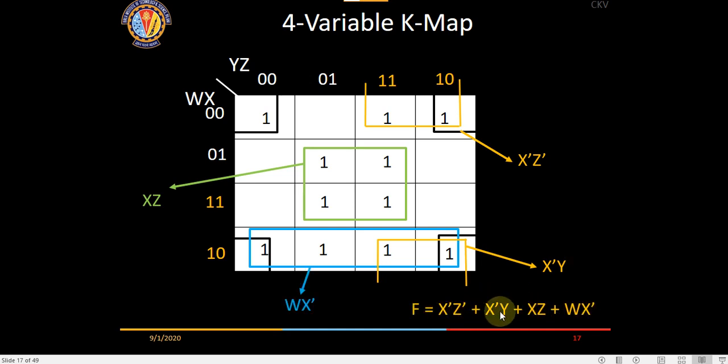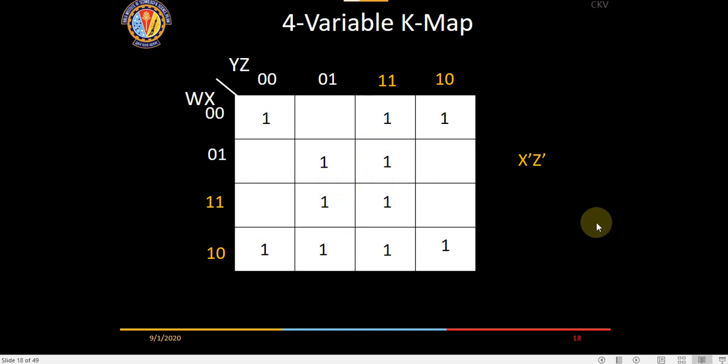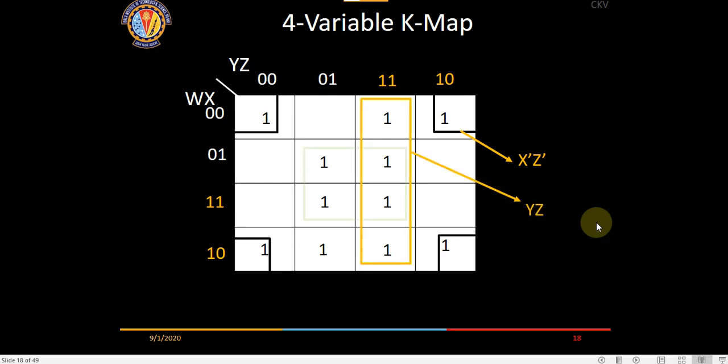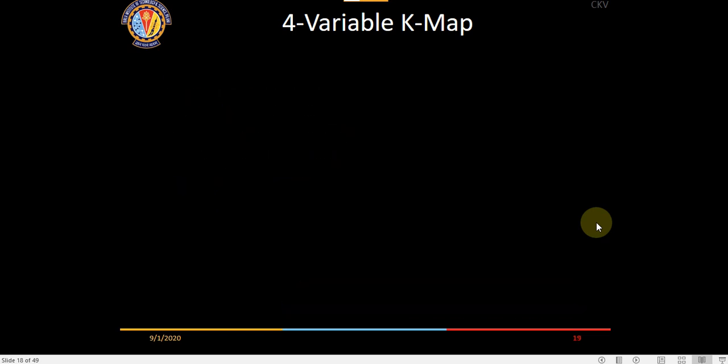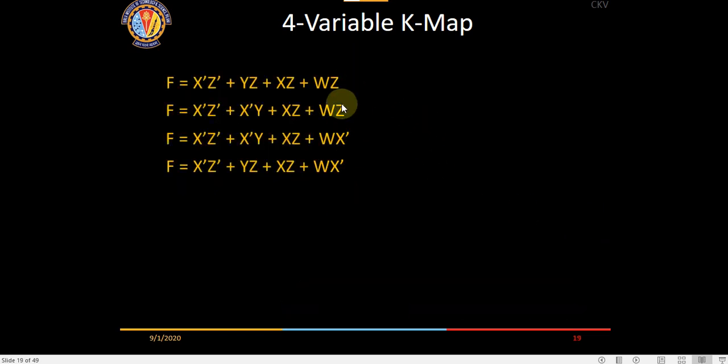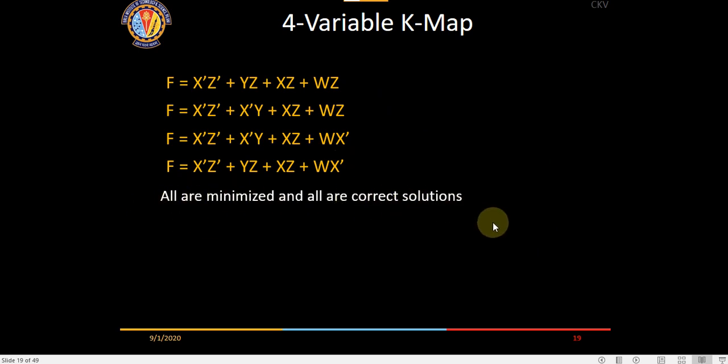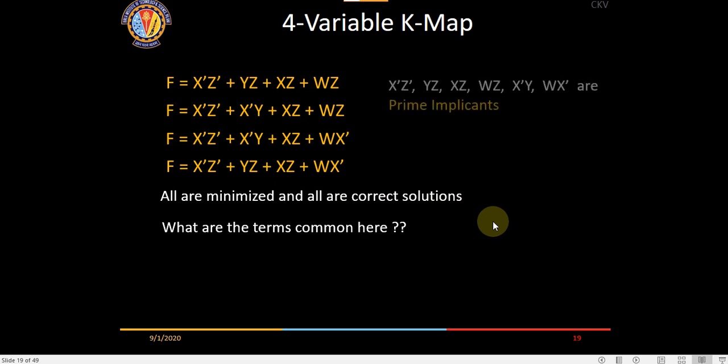Okay, there will be 4 boxes of 2 variables each. If you are doing more than this, then that is not the optimized solution. The number of boxes will be 4 for an optimized solution, each of 4 implicants, right? So there could be multiple solutions. These are all showing various answers. So there are 4 different possible solutions, and all are minimized and all are correct solutions. Okay.